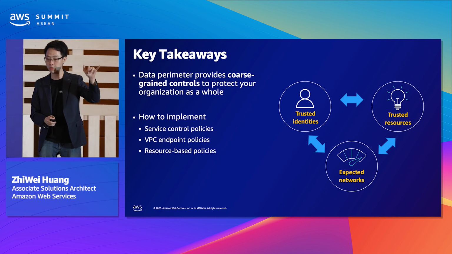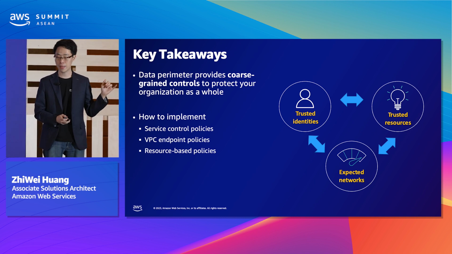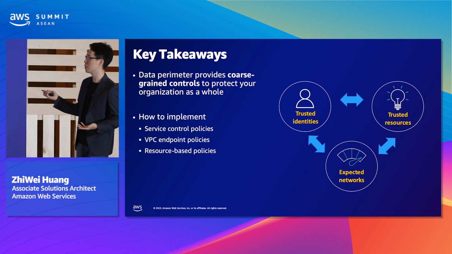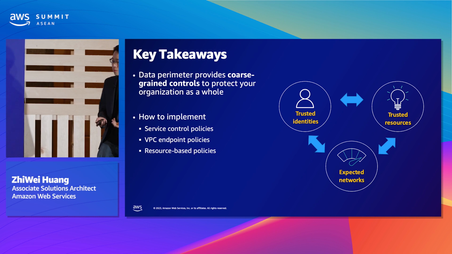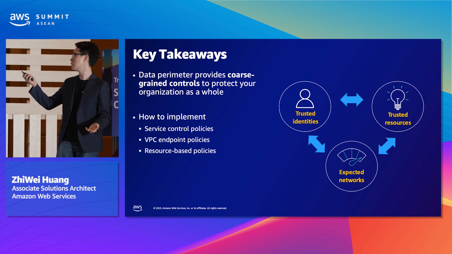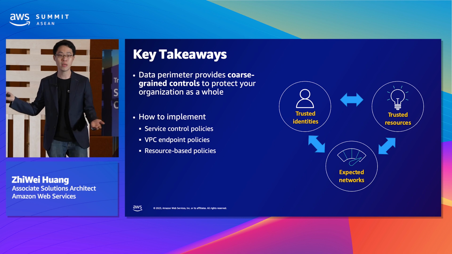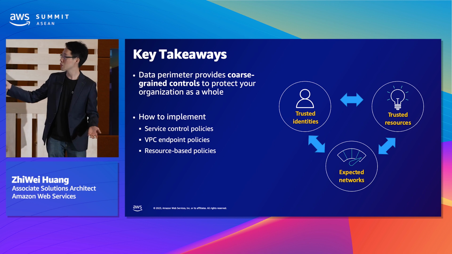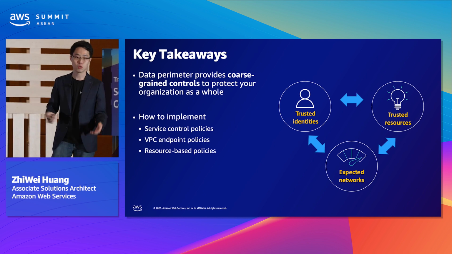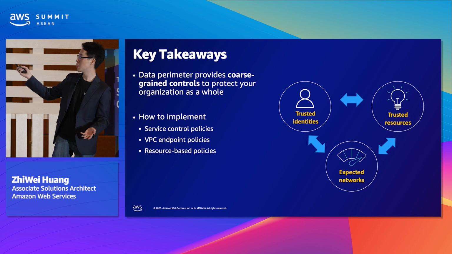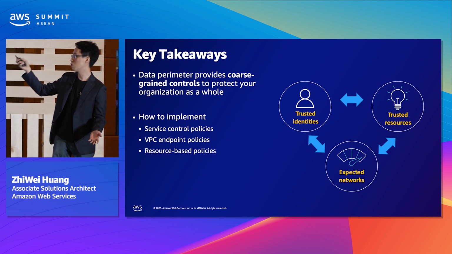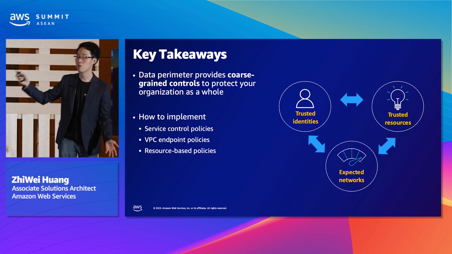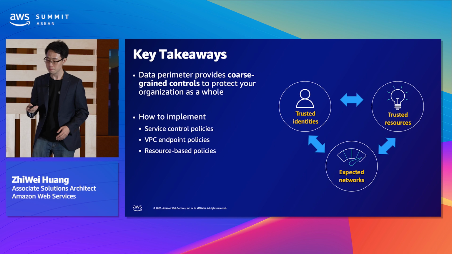There are 6 types of controls and 3 main policies that you can use to implement them. An easy way to remember would be to use this triangle on the right of the screen. To implement an identity perimeter, cover trusted identities, and you're left with resources and networks to implement your controls on. To implement a network perimeter, cover expected networks, and you're left with identities and resources to implement your controls on. And as we have mentioned earlier, you can use service control policy to manage your identity, VPC endpoints for networks, resource-based policy, of course, for resources.